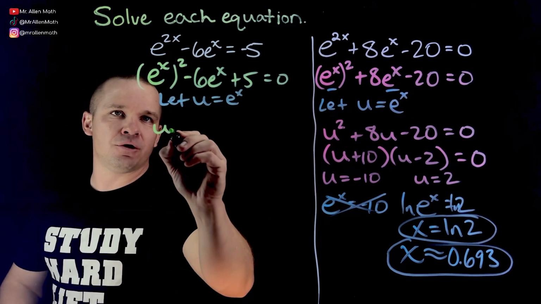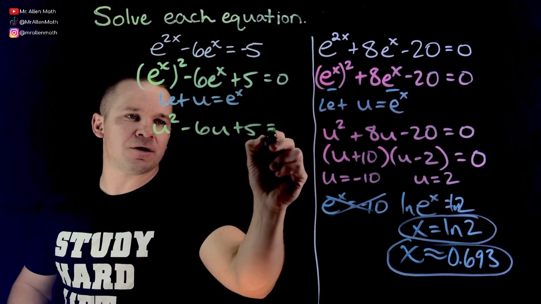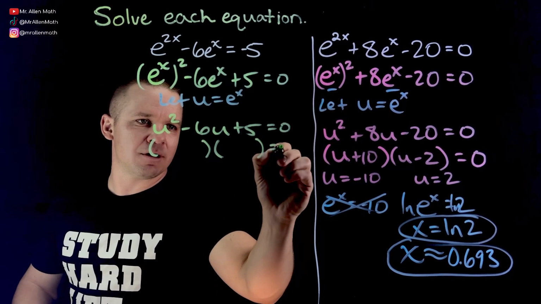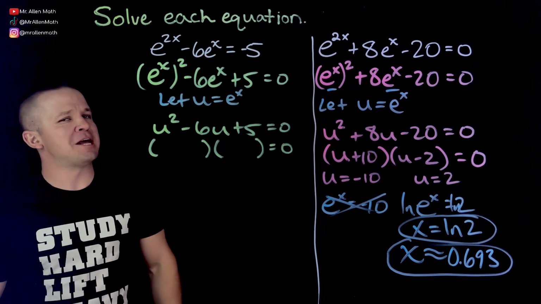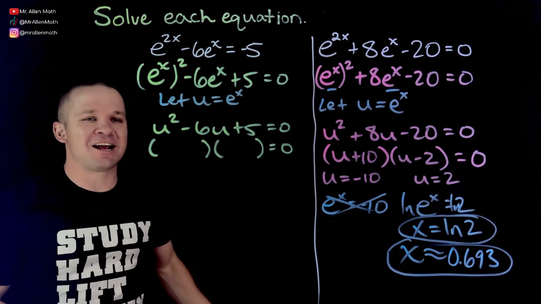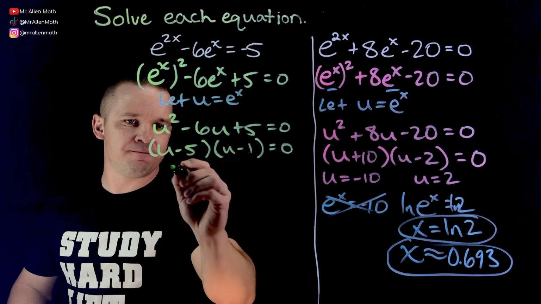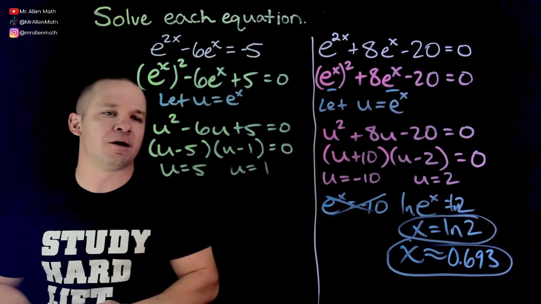So now I have u squared minus 6u plus 5 equals 0. Does anything multiply to positive 5 and add to negative 6? Yes, negative 5 and negative 1. So u minus 5, u minus 1. So I'll get u equals 5 and u equals positive 1 from these.